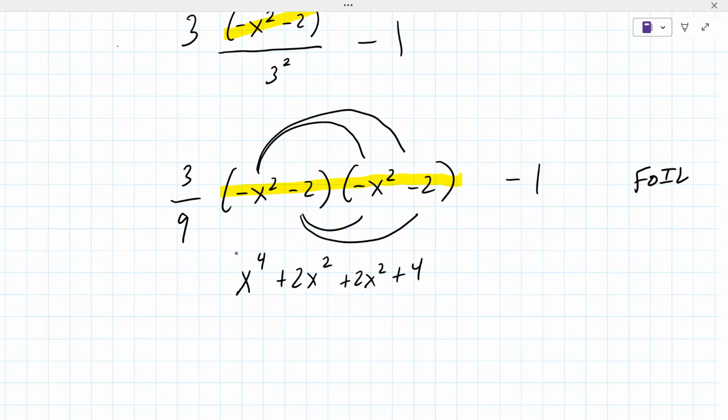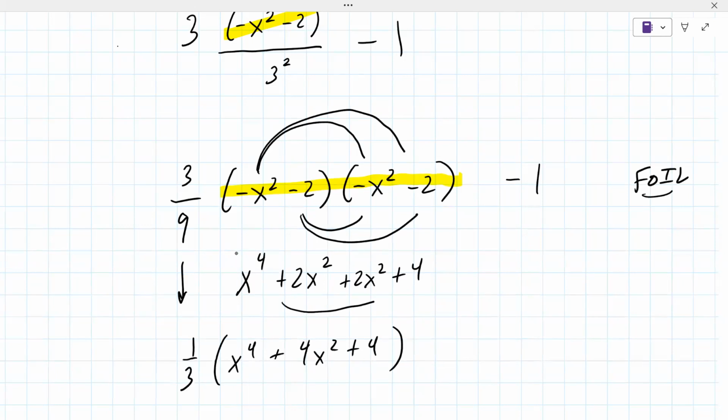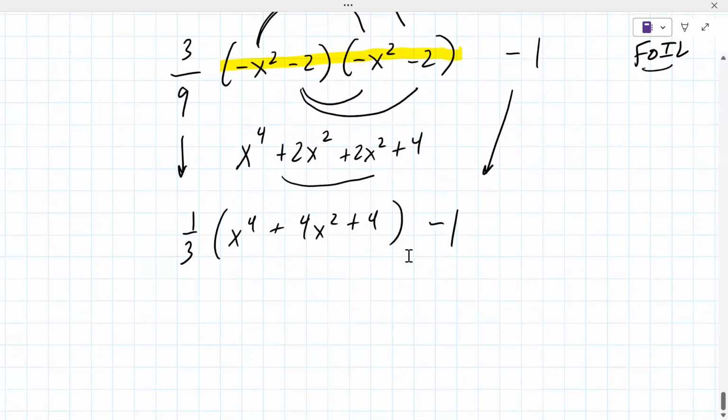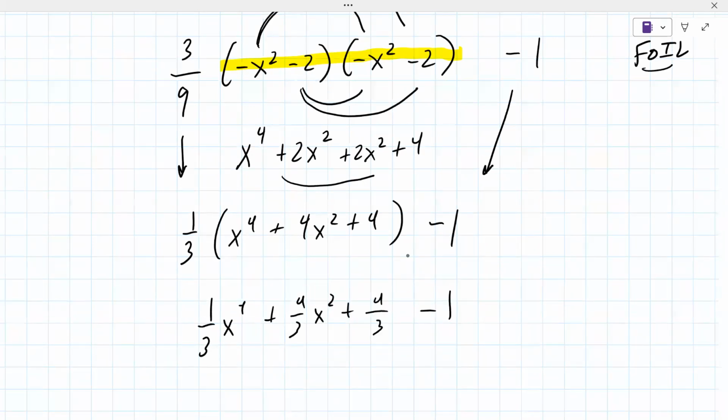Is that okay? Yes. So then typically you can combine the O and the I. So this becomes x to the fourth plus 4x squared plus 4. And then 3/9 is really 1/3, and that's on the outside here. And don't forget to bring down this minus 1. And then you distribute this in, so it becomes 1/3 x to the fourth plus 4/3 x squared plus 4/3 minus 1.